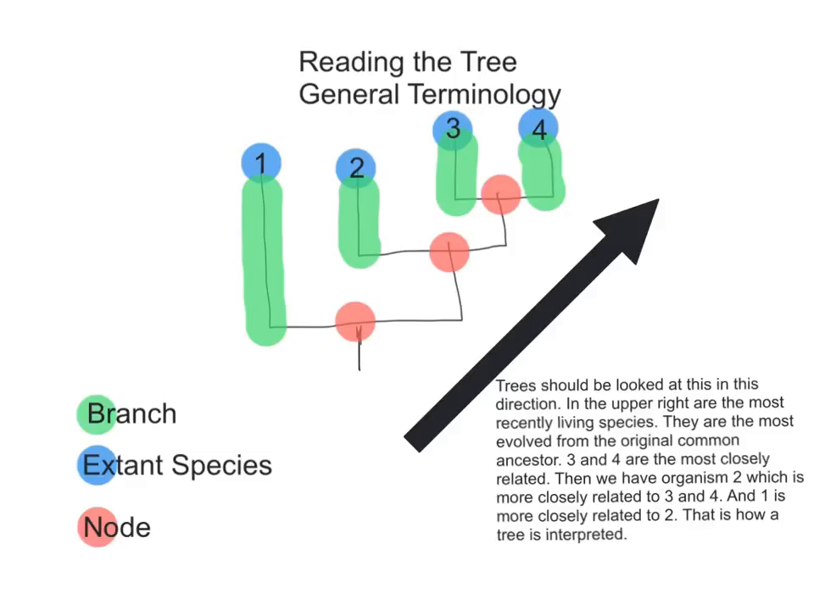And 3 and 4 would be most closely related in this tree. And then we have organism 2, which would be more closely related to 3 and 4 than 1 would be. And 1 is more closely related to number 2. So that just shows a brief overview on how to read the tree itself.